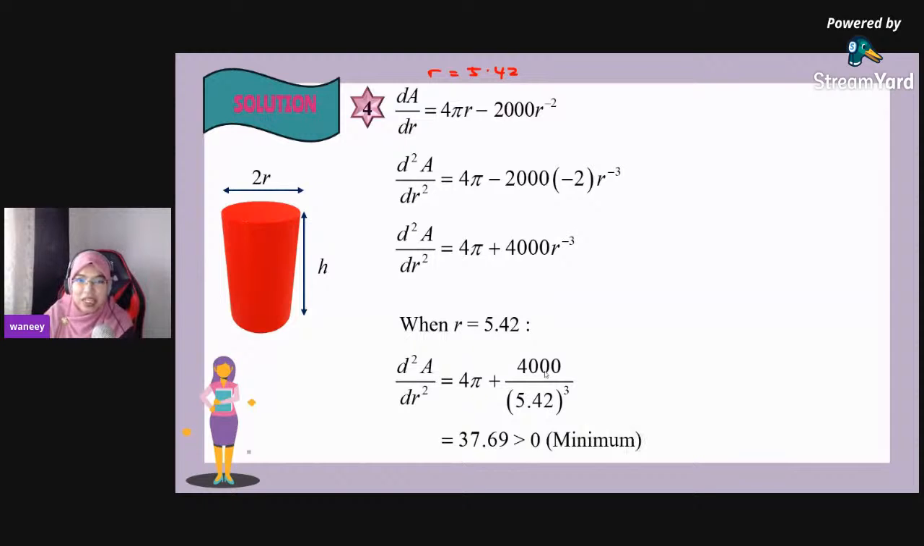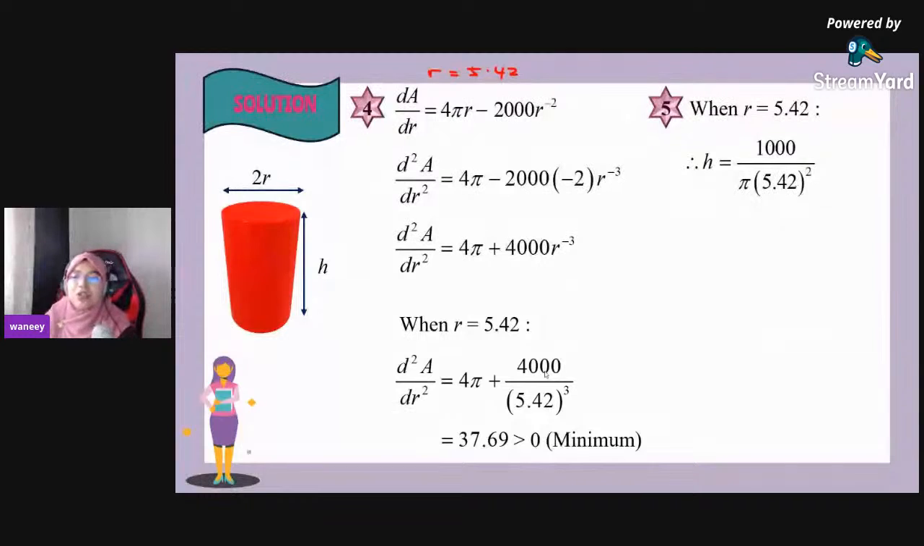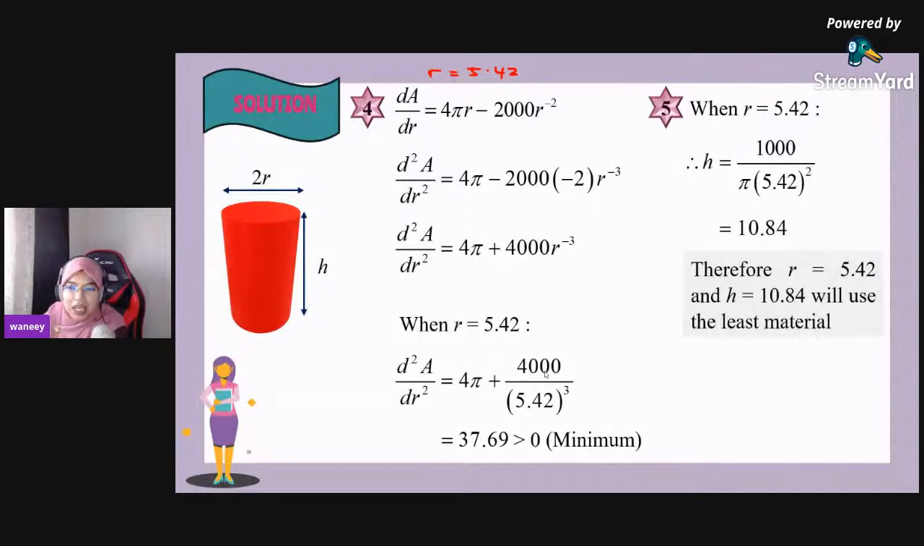So the question asks for the least material. So that means when R is equal to 5.42, substitute back into H. H is equal to 1000 over pi R square. So substitute R equal to 5.42. You are going to get H equal to 10.84. Therefore, R equal to 5.42 and H equal to 10.84 will use the least material. So it will definitely give you the least material.